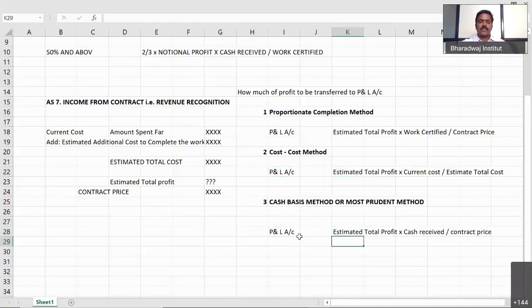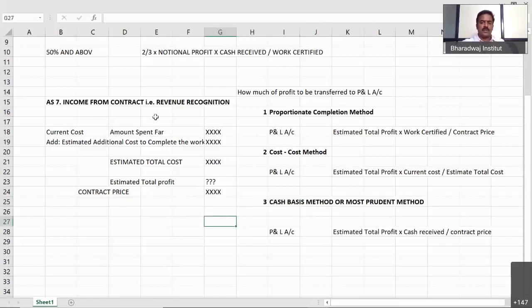Okay, sir, which method to apply, and when? Simple. Generally, if your construction work is normal, go for the first method. If you are signing a cost plus contract, go for the second method. If there is a problem in recovering the cash, go for the third method. So it all depends upon what kind of construction company you run.